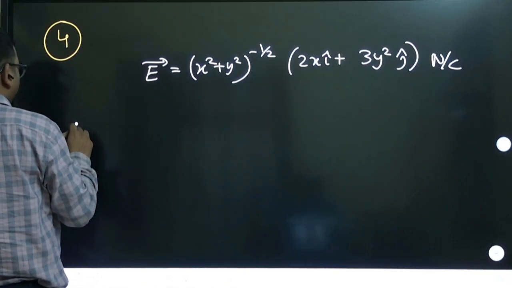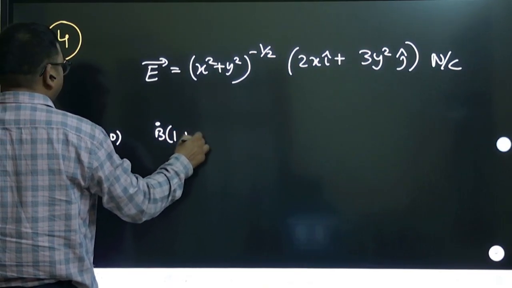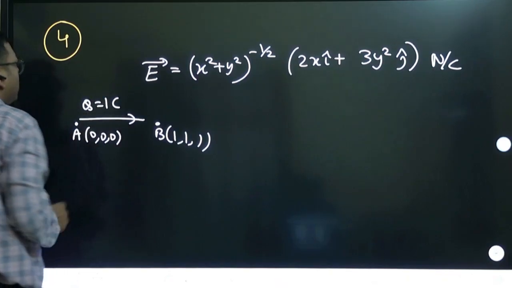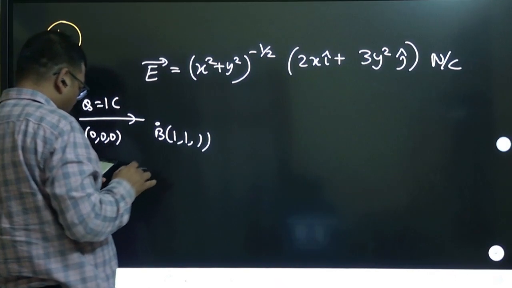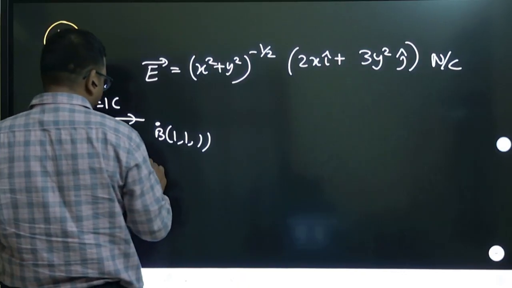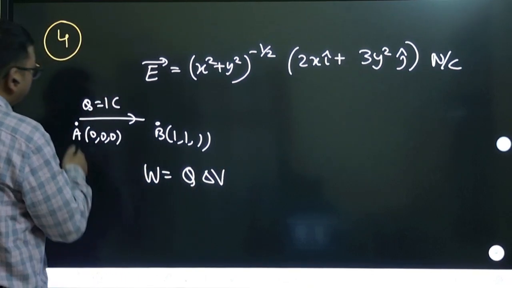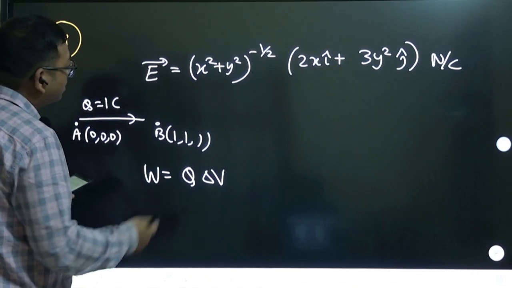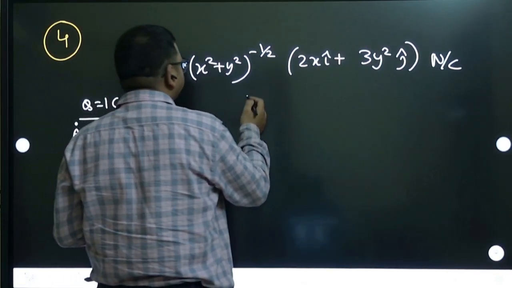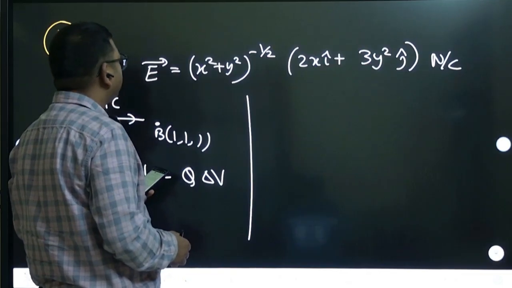Okay, so the charge is moved from point 0 0 0 to some point B 1 1 1. Which charge are you moving? You are moving a charge of 1 coulomb. Note that the work done is nothing but charge into potential difference. So you need to calculate the potential of point A and the potential of B. Potential difference you can calculate, charge you already know. How do you calculate the potential difference? That is the main thing here.